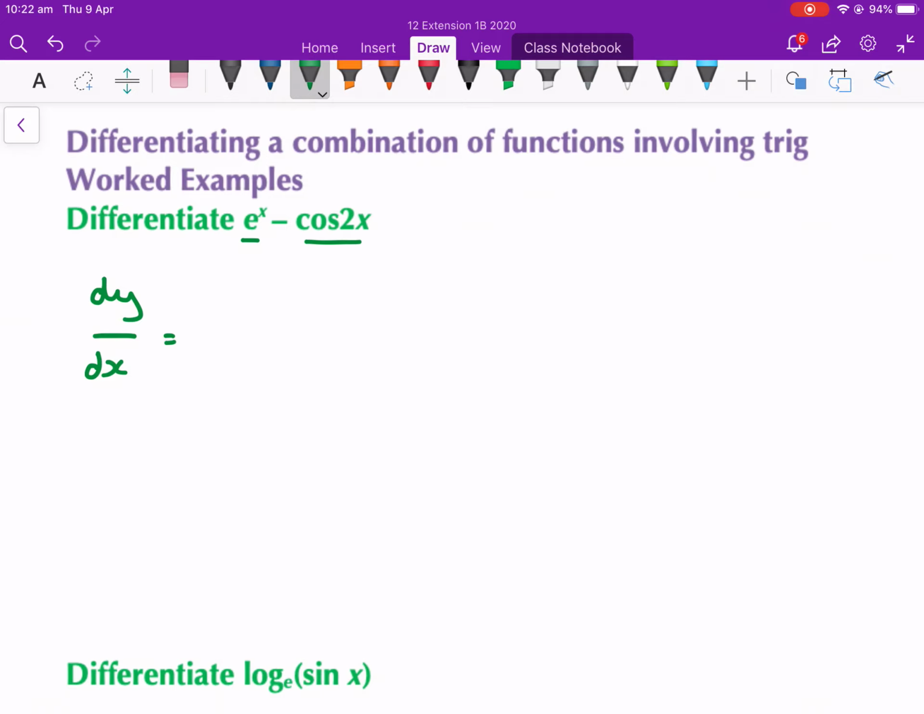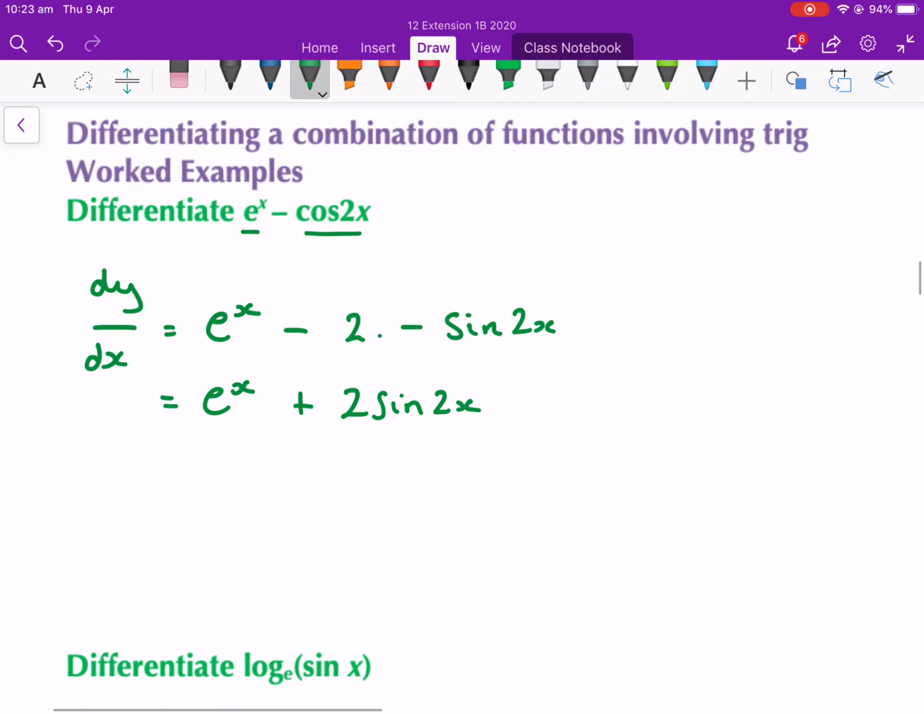So e to the x just differentiates to e to the x. Then we've got minus, then cos 2x. Cos differentiates to negative sine, and the differential of the 2x is 2. So we end up with 2 times negative sine 2x, which is e to the x plus 2 sine 2x. So we've just differentiated those two terms independently of each other.